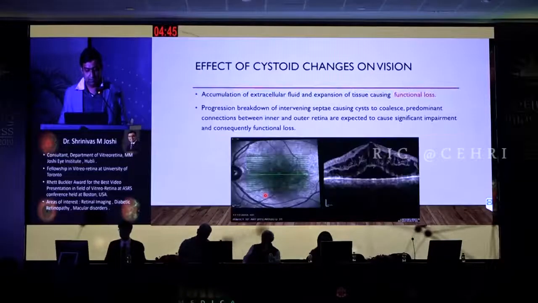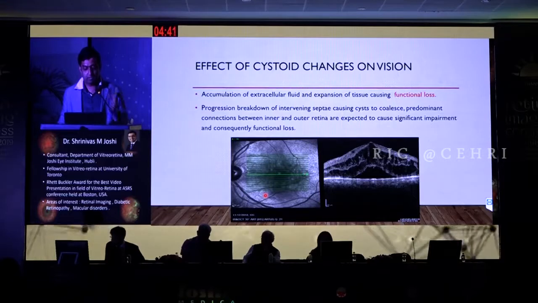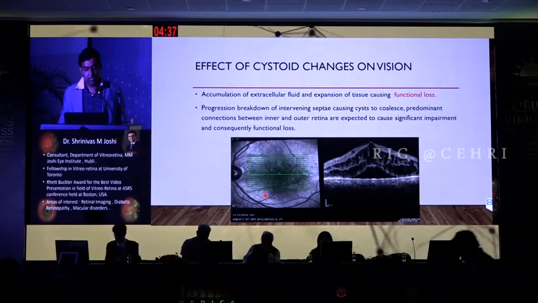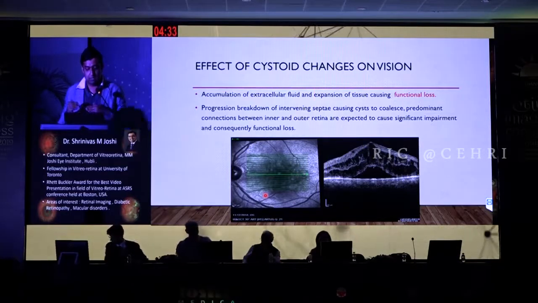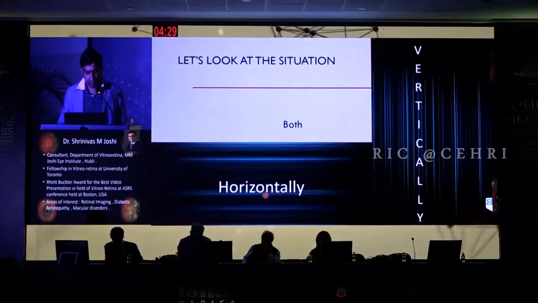So my topic here is I'll be speaking only on the location of the cystoid changes and the nature of treatment in DME. We all know that accumulation of extracellular fluid and the expansion of the tissue is responsible for the functional loss, and there is a predominant interception between the inner and the outer retina, which usually causes significant impairment and consequent functional loss.